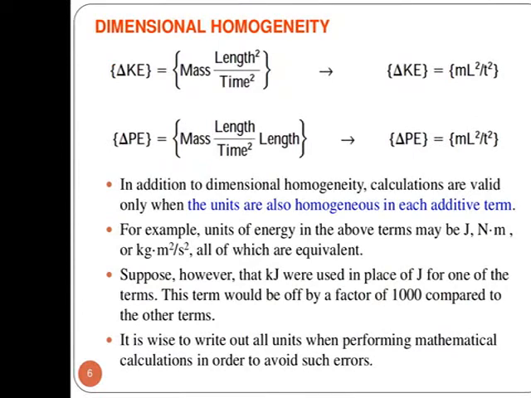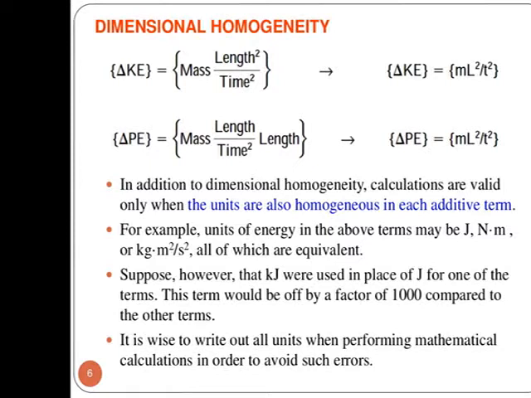Delta K, the change in kinetic energy, is equal to mass times length squared upon time squared. Therefore, delta K is equal to mL squared upon t squared. Delta P is equal to mass times length upon time squared, times length. Therefore, delta P is equal to mL squared upon t squared.